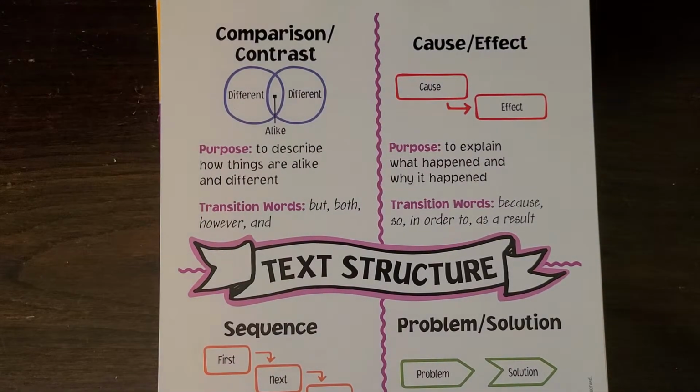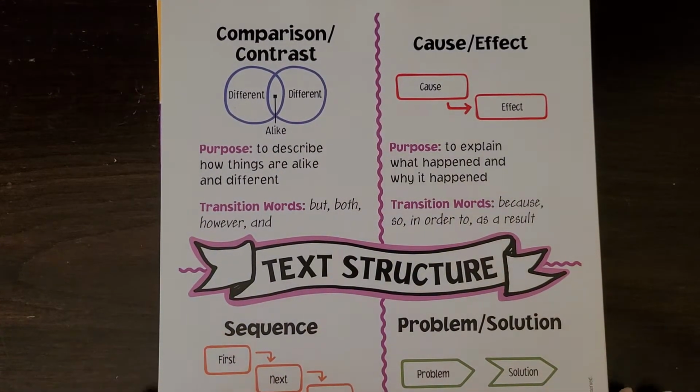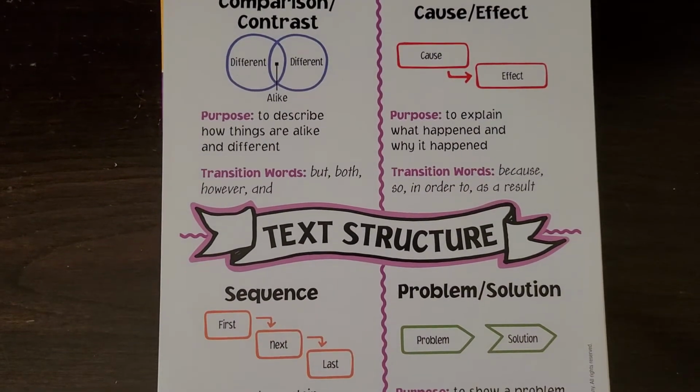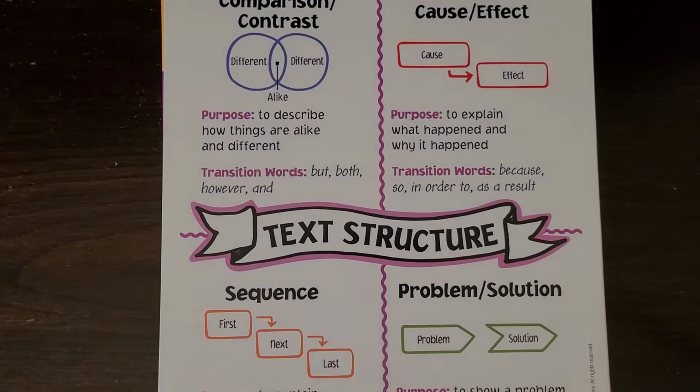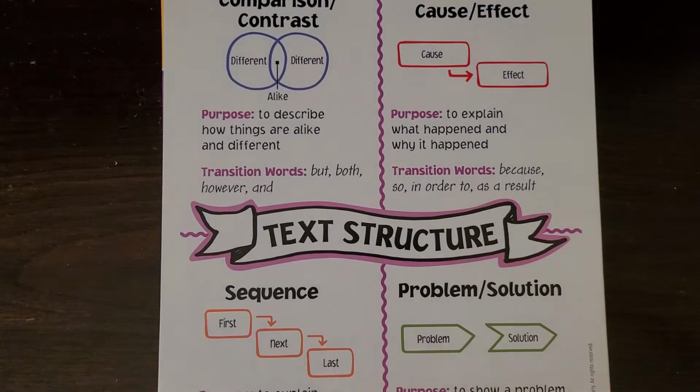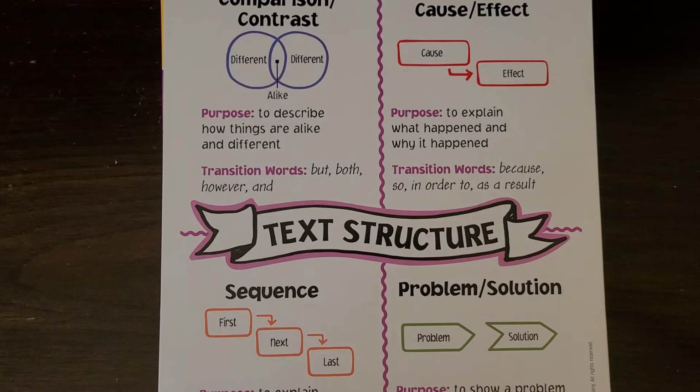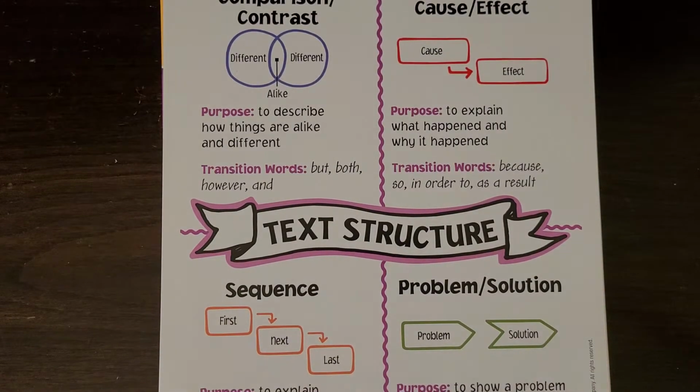Hey guys, today we are going to talk about text structure. Our objective is that you will be able to identify text structures of an informational text, such as cause and effect and problem and solution, using graphic organizers, and you will be able to determine the author's purpose using that text structure.